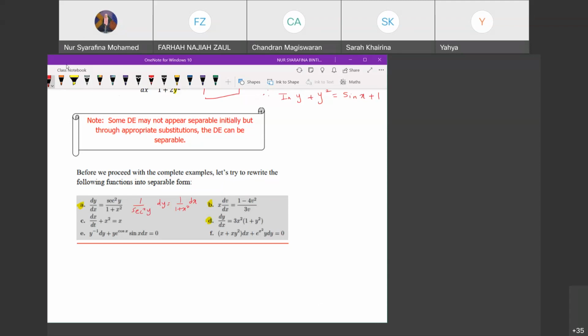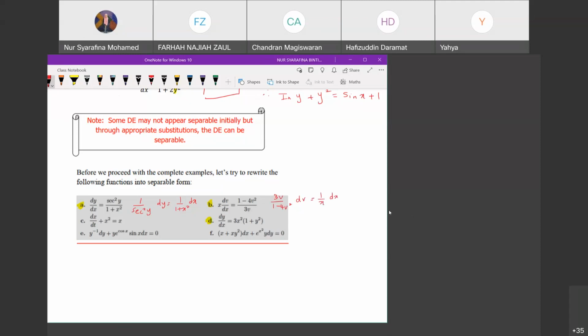Okay, what about B? May I try, Doctor, for B? Okay. For B, 3v over 1 minus 4v square dv equals 3 over x dx. All right, good.